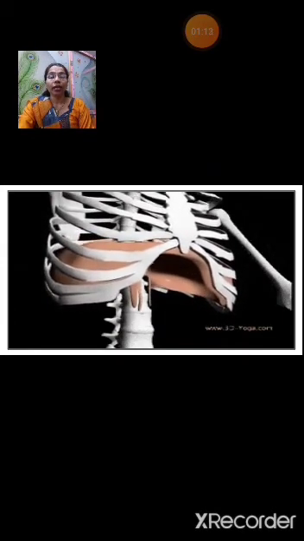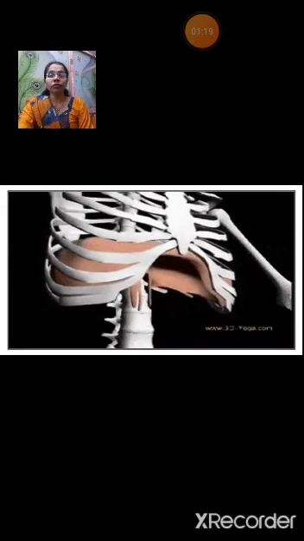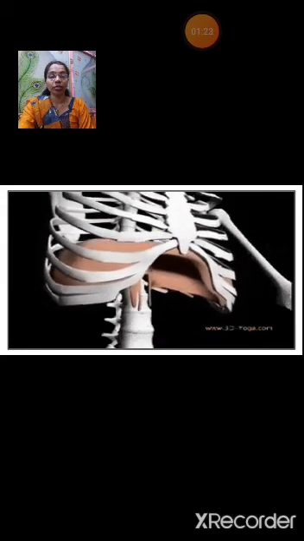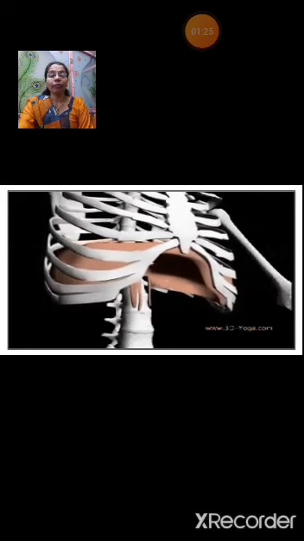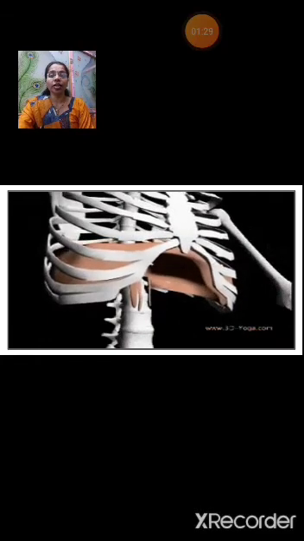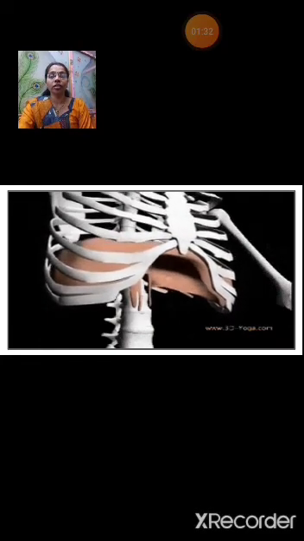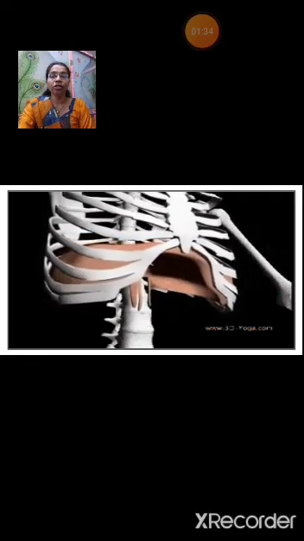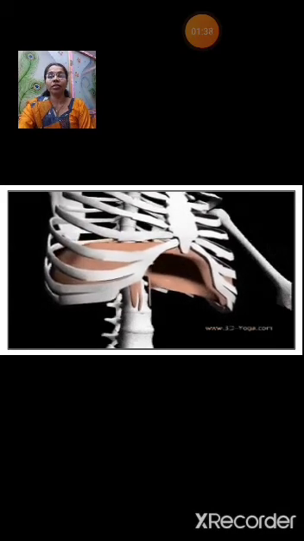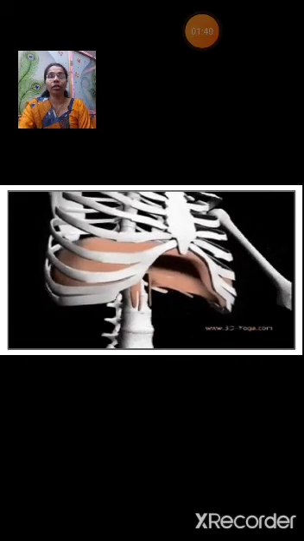During exhalation, ribs move down. You can see on the screen, during exhalation, ribs move down and inwards while the diaphragm moves up to its former position. Due to this, the size of the chest cavity reduces and air is pushed out of the lungs. These movements can be felt easily by keeping your palm on the abdomen.